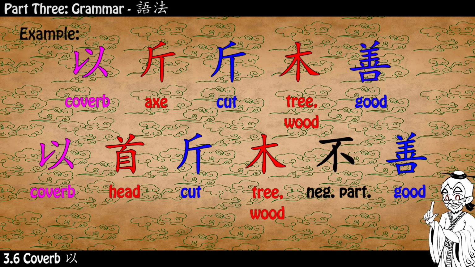It is better, and makes for better translations into English, to understand yi as the preposition with. To wit, cutting wood with an axe is good, cutting wood with your head is not good, no matter how sharp you think you are. Admittedly, a very silly sentence, but one that I feel illustrates the use of yi fairly well with the vocabulary we have at our disposal. Let's take a look at how it is used in the main text.